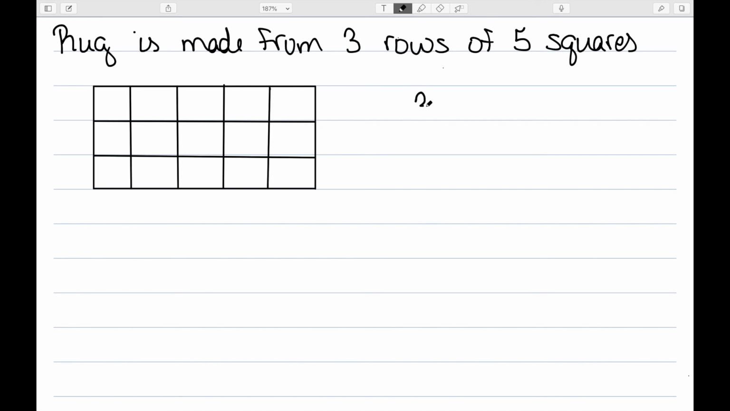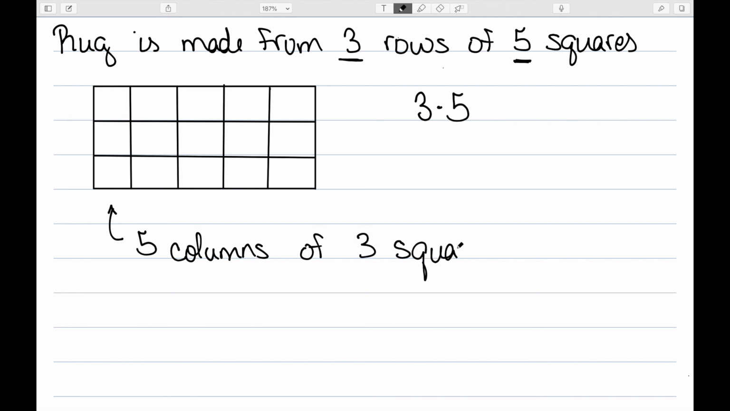So we can see that this would be 3 times 5 because, like I said, this is the number of groups I have, the number of things in each group. But from this picture, we can see that this is also 5 columns of 3 squares. And that would be the exact same rug. And here I have 5 groups with 3 each. So we do have 3 times 5 is the same thing as 5 times 3.